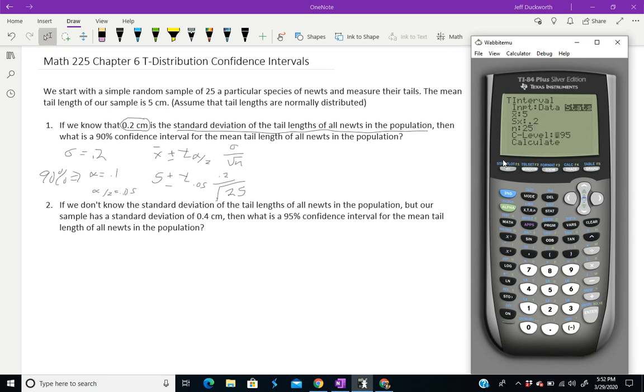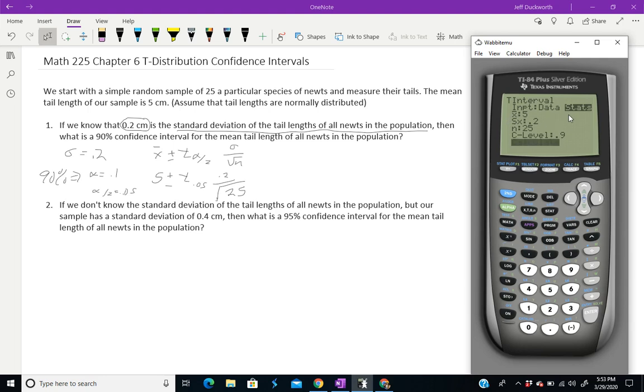And our C level stands for our confidence level. We want 90%, so 0.9 is what we want. Don't put in 95. That's going to be bad. All right, so this is how your display should look at this point for this problem.